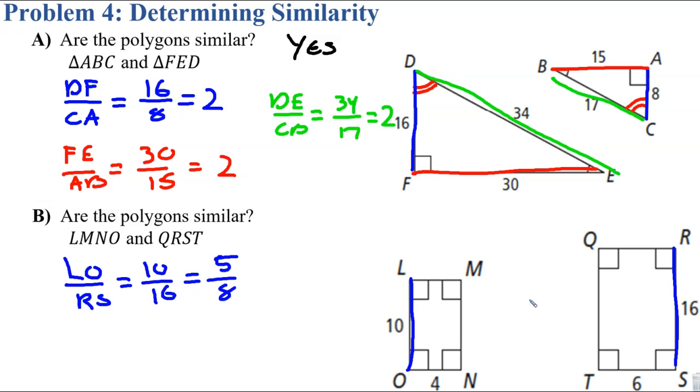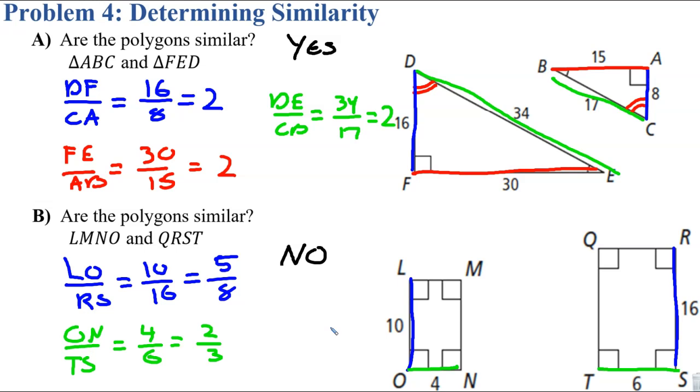What we'll do then is we'll check the other sets of sides, see if they reduce to the same thing, see if they're proportional. And we run into a problem for this one. When I look at ON over TS, I end up with a 4 over 6, which reduces down to 2/3. Both 4 and 6 are divisible by 2. We get the 2/3. So since these do not reduce down to the same number, for an answer for this one, I'd say no, the sides aren't proportional.